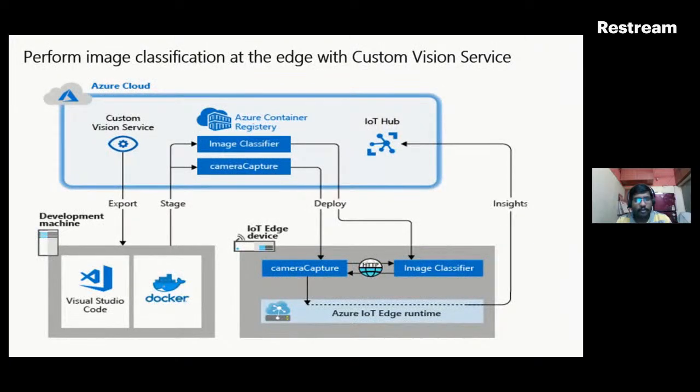So next we are going to see how to perform image classification at the edge with the use of the Custom Vision service. Okay, so next we are going for that.